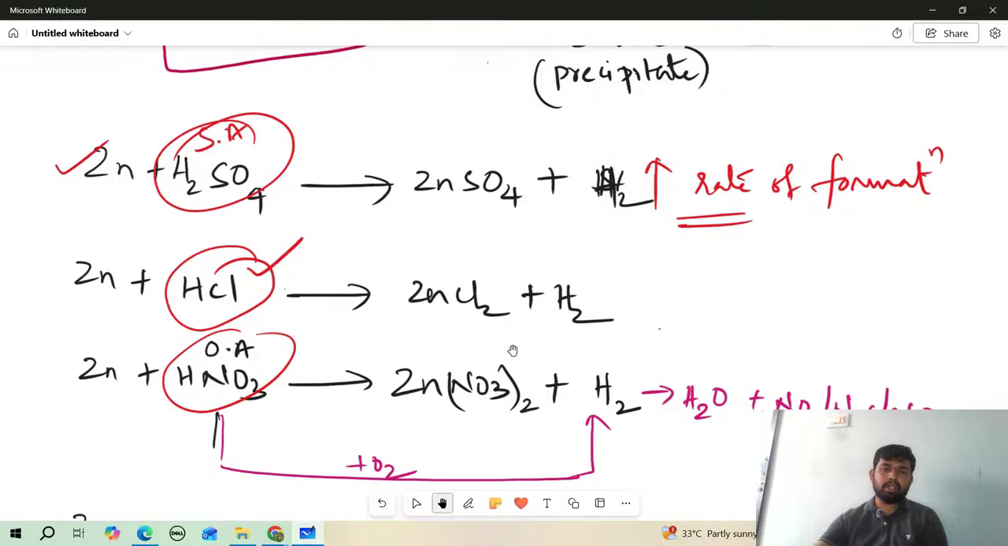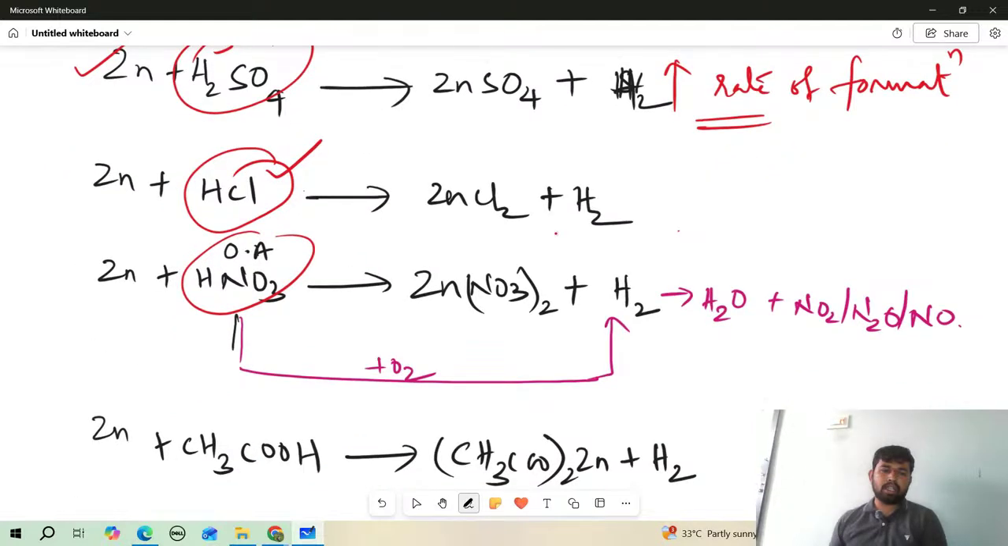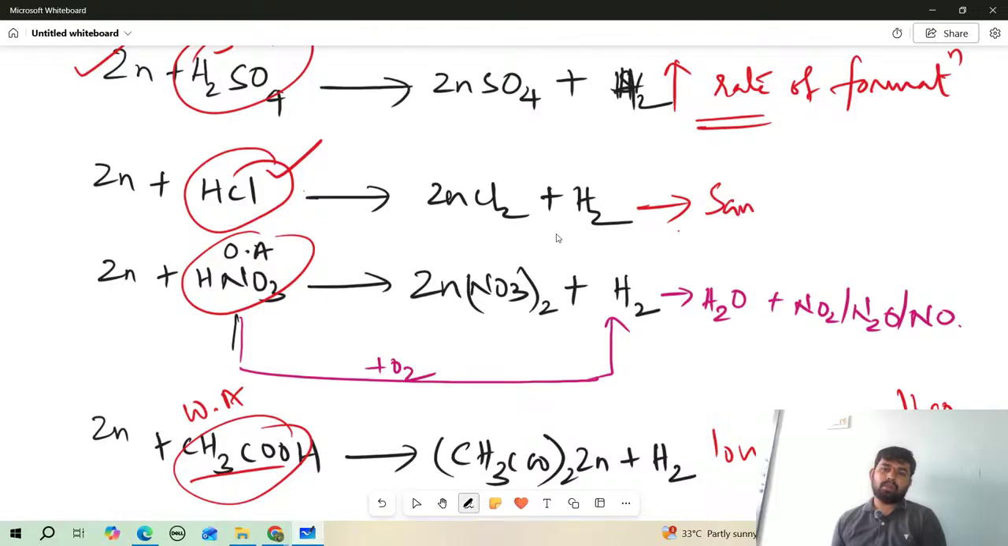Now come to this case. What about acetic acid? CH3COOH means acetic acid. It's a weak acid, right? That's why the rate of formation of hydrogen gas bubbles here will be lower than H2SO4, while the others will be the same as H2SO4. I am talking about how fast hydrogen bubbles are produced. This is one case, and this is another.